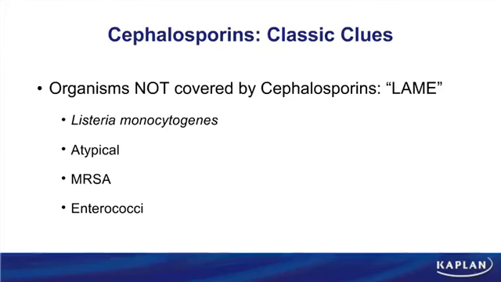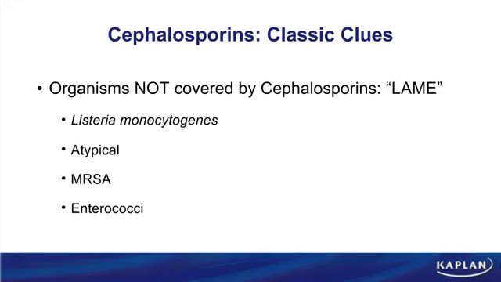In the margin is a note called Classic Clue. It reminds us about certain organisms that no cephalosporin can kill. And the mnemonic is LAME. Kind of like if a cephalosporin can't kill it, it's lame. The mnemonic stands for listeria, atypical bacteria like chlamydia or mycoplasma, MRSA, and enterococcus. None of our cephalosporins kill those organisms.